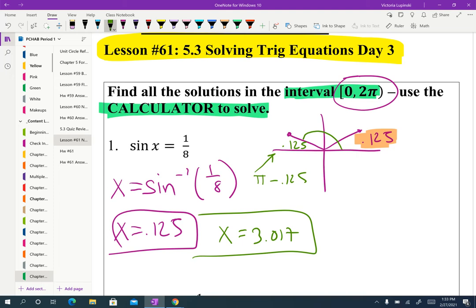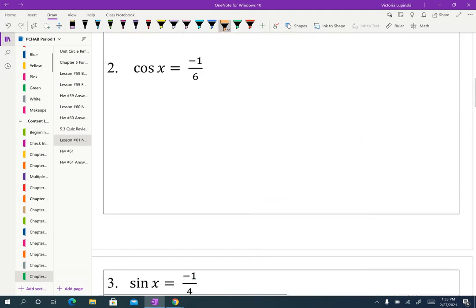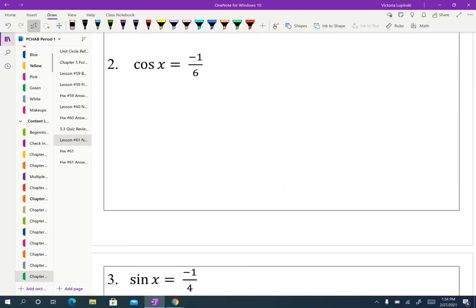A very quick, easy way for you to check is to go back to your calculator, take the sine of 0.125, and you should get 1/8. Take the sine of 3.017, and you should also get 1/8. So again, that's a quick, easy way for you to check that you are doing this right. I kept all these equations very simple here to start, just to remind you of how to use the calculator.